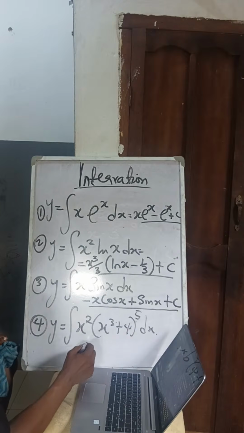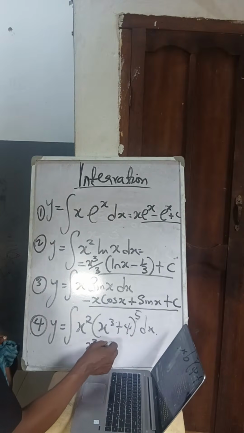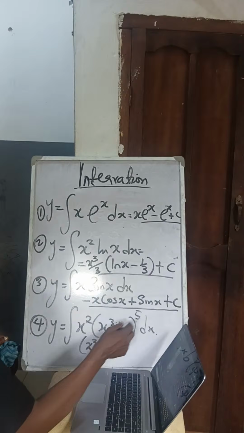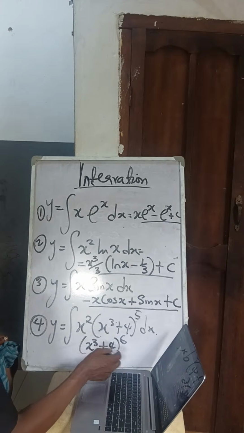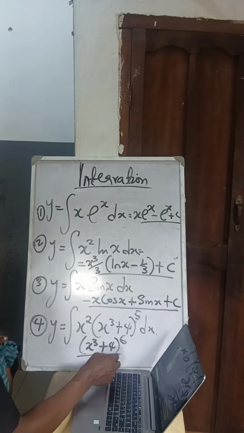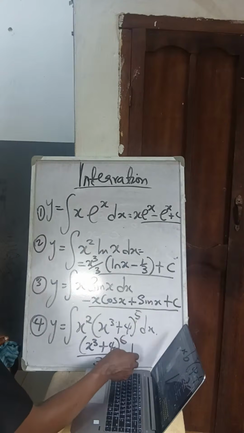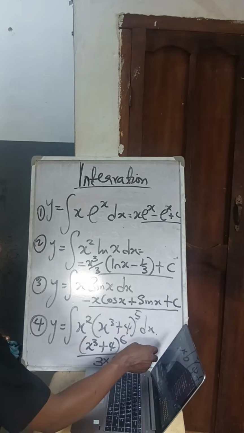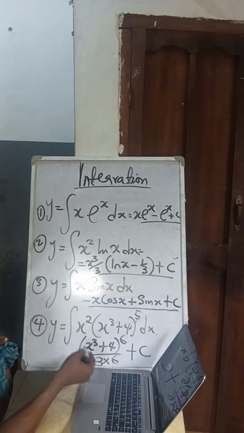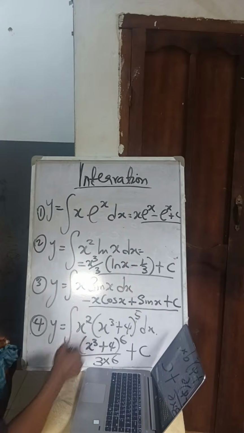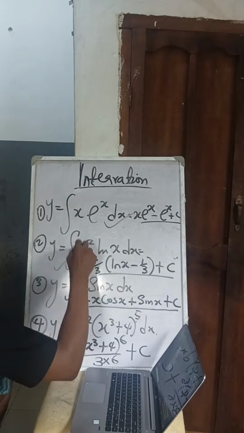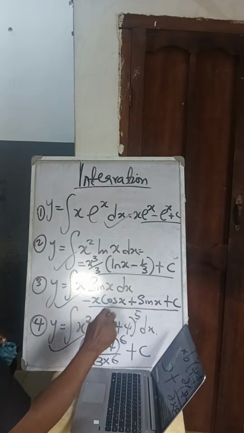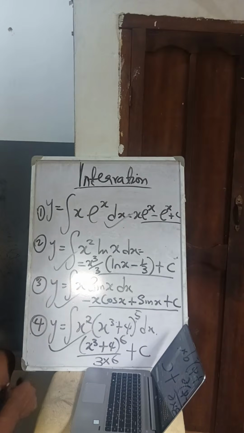This is x cubed plus 4 raised to power 6 all over 3 times 6 plus c, where 3 times 6 is 18. So that is the answer to the 4th question. 3 times 6 is 18.